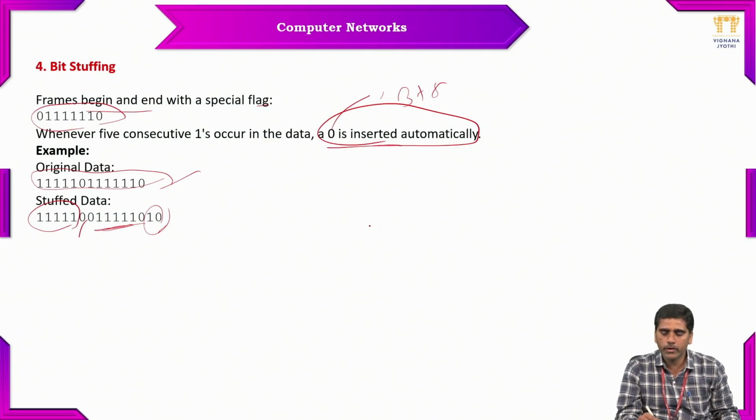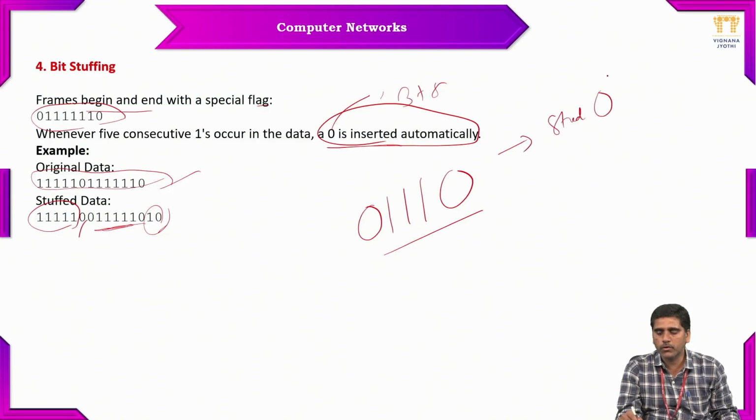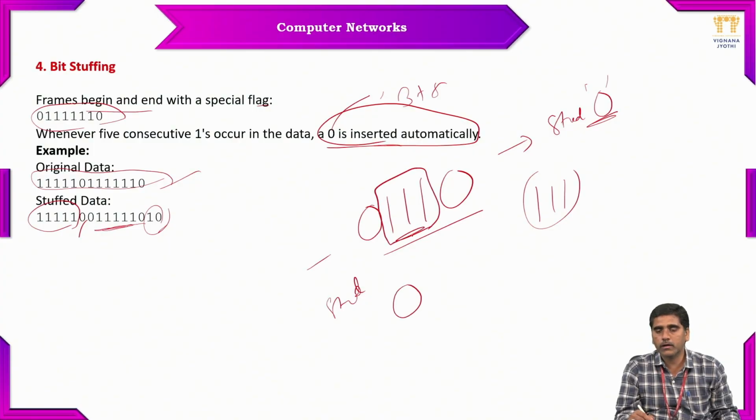Suppose take an example. If I have 0 1 1 0, and I want to stuff the data with 0 where 3 consecutive ones occur, then I can stuff the 0. So the stuffed data is 0, and because these 3 ones come consecutively, I can stuff the 0 after them. So this is the stuffed data.